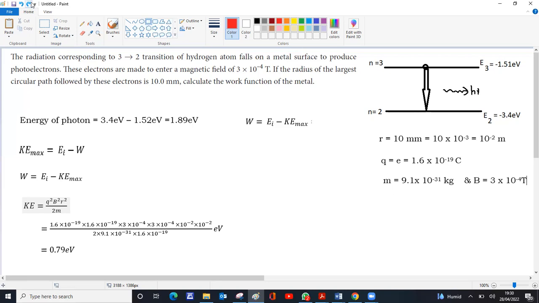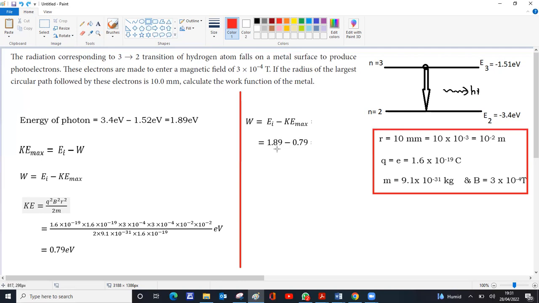So the work function is the energy of the incident light minus Ke max. That is 1.89 minus 0.79. This is 1.1 electron volt. That's the final answer.